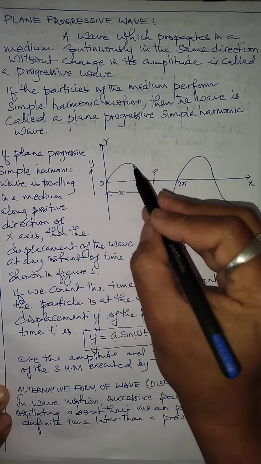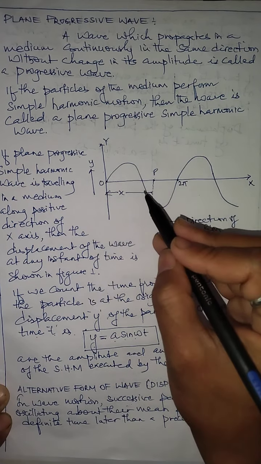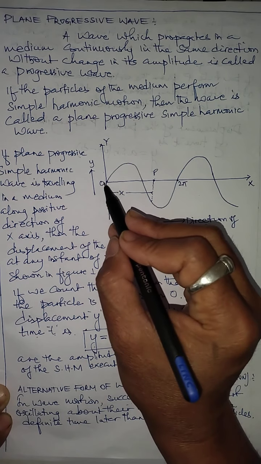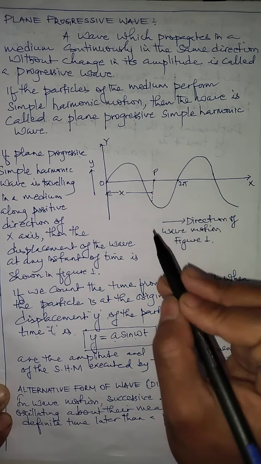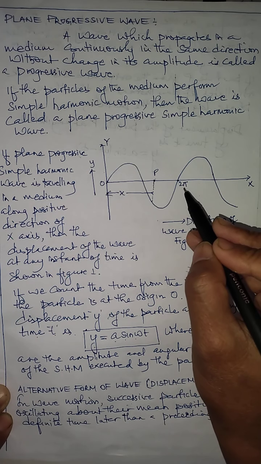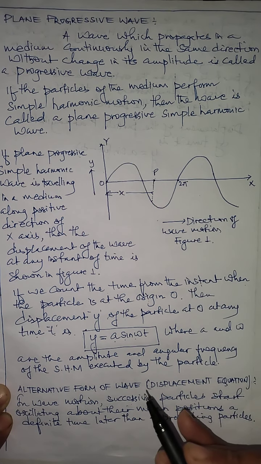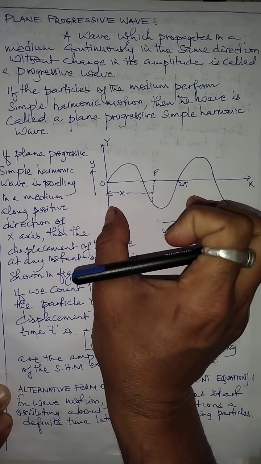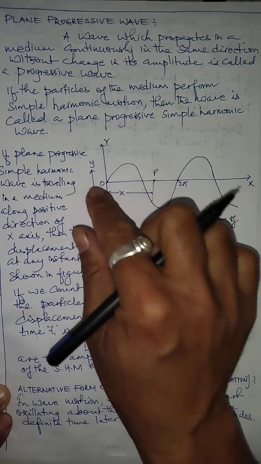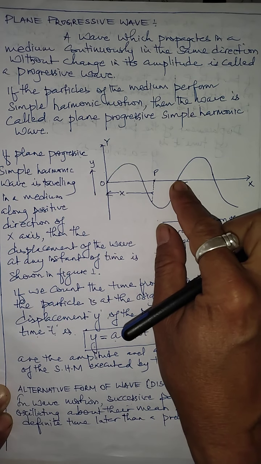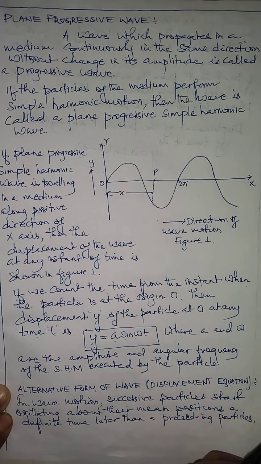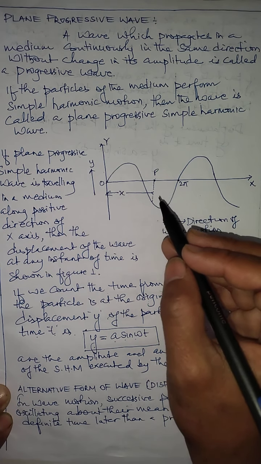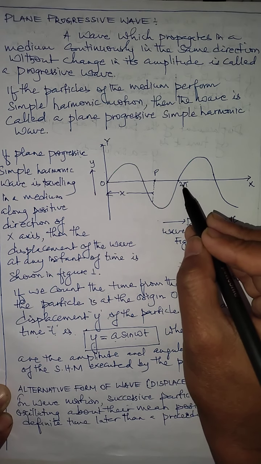So for one complete oscillation, the phase angle of the particle with respect to the particle at the origin is 2 pi. 2 pi means how many degrees? 360 degrees. And whatever distance is covered by the particle to have one complete oscillation, as you have learned, is also called the wavelength. But here we are calculating the displacement of particle P other than this point, and that particle is at a distance x from the origin.